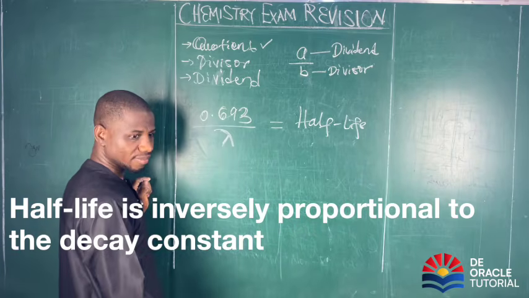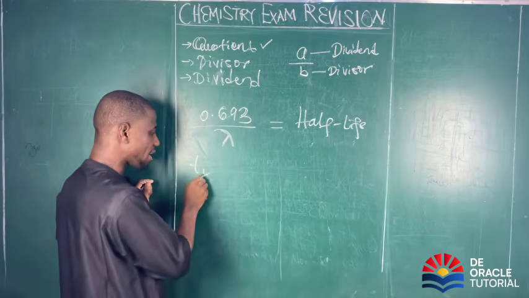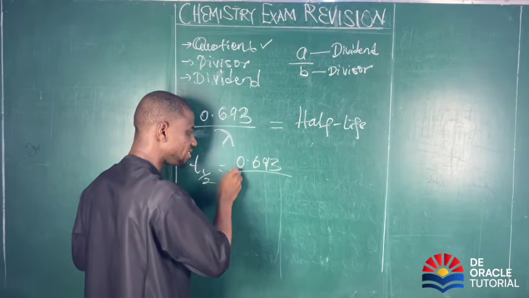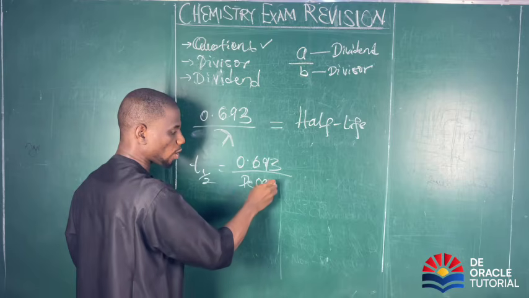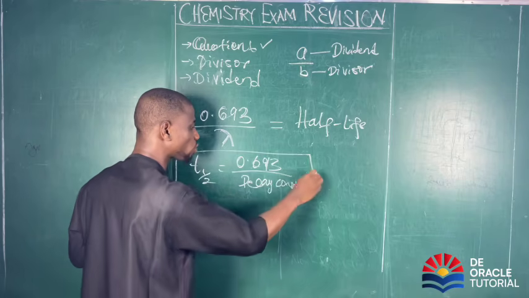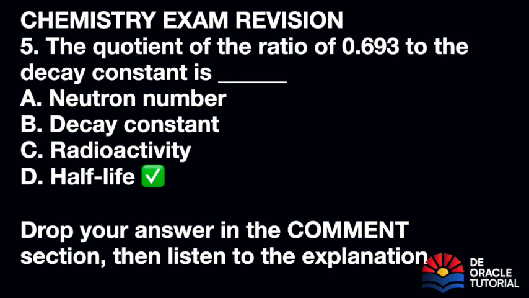So take note of this formula, that the half-life is equal to 0.693 all over the decay constant. So in that question, the answer is half-life, which is Option D.